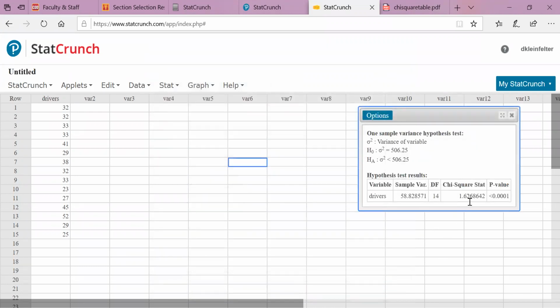All right, so this is what we get. We get our chi-square statistic, which was calculated before as 1.62. The technology is going to virtually always give you the p-value for this. And here it's less than 0.0001, which was less than our alpha. So based on this, we would go ahead and reject that null hypothesis as we did before.